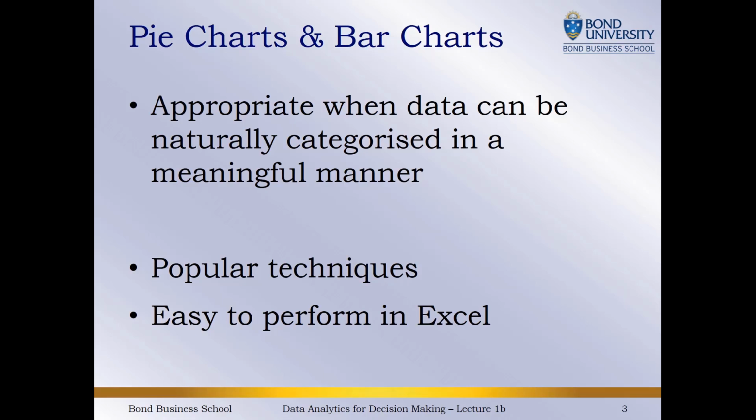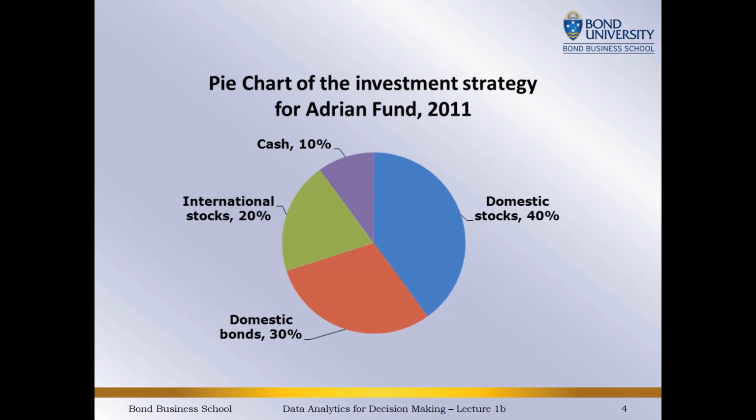But we're talking about graphs, so let's have a look at one rather than see text. Well, here's an example of a pie chart. For example, we have a mutual fund, Adrian Fund, and this is 2011 performance, and this is a pie chart for the investment strategy. So our money gets divided up into 10% cash, 20% international stocks, 30% domestic bonds, 40% domestic stocks. So it's a nice way to visually see the components and the different investments. So that would be a pie chart.